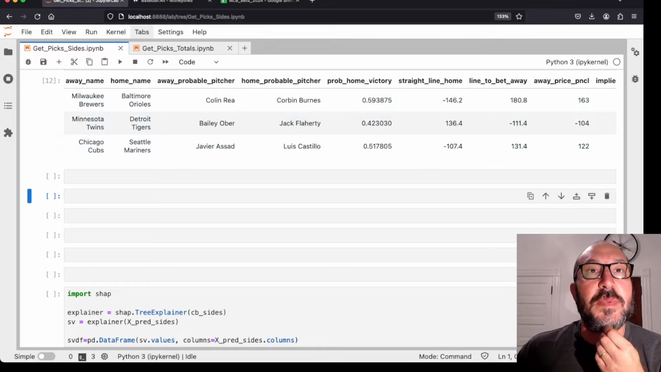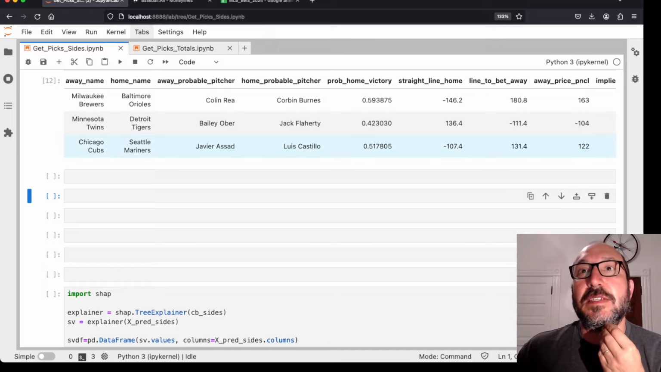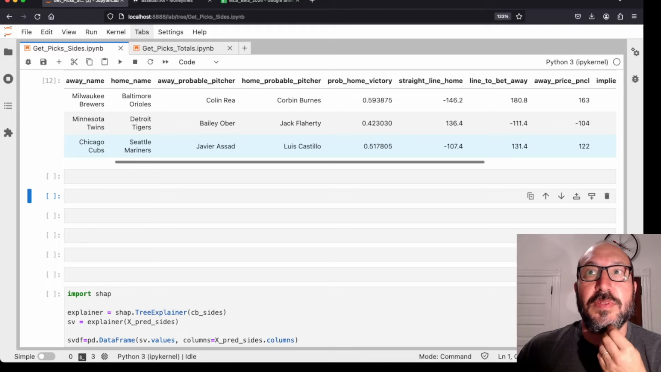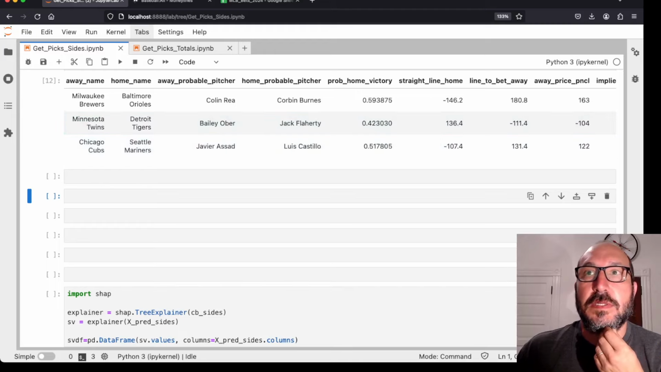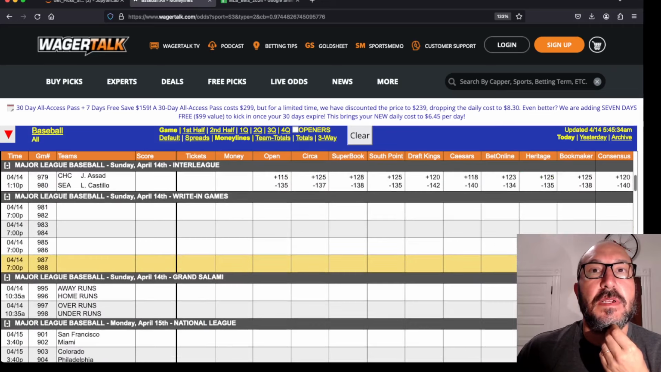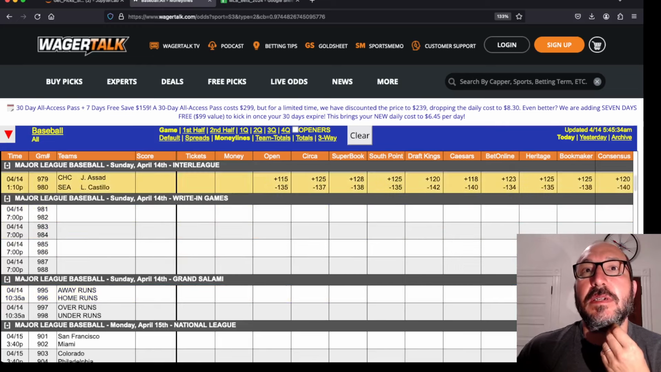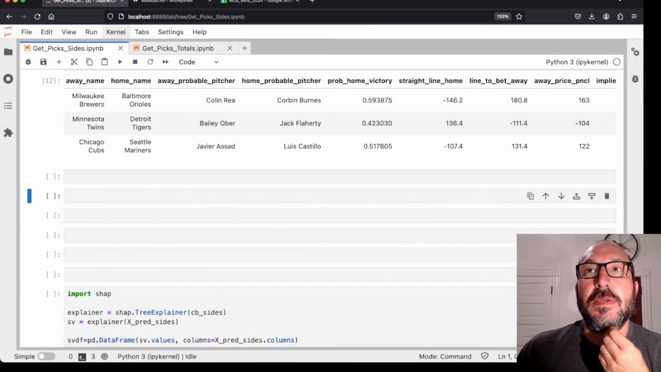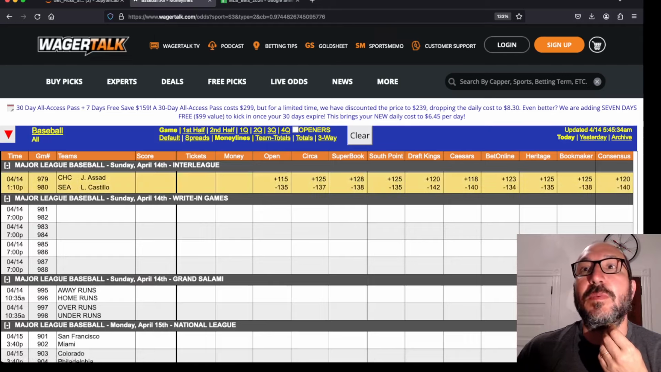Next up, Cubs Mariners. It's saying to take the Cubs if you can get 131.4. And it's at 122. So let's take a look at the Cubs Mariners. Cubs Mariners over here. And what did we want again? We wanted 132, and we're not quite getting that. We're getting 128.